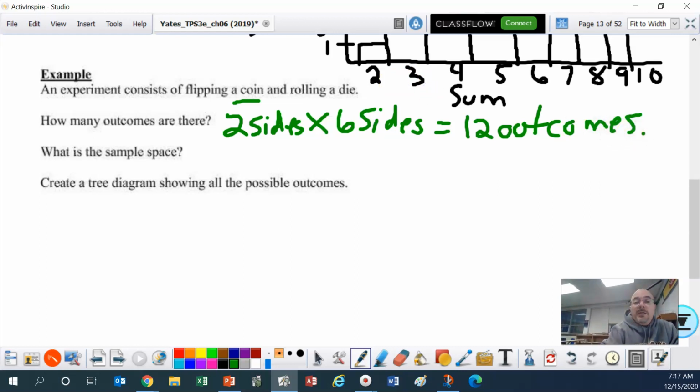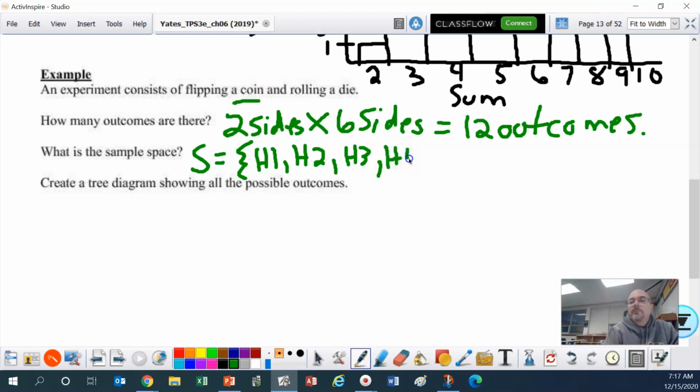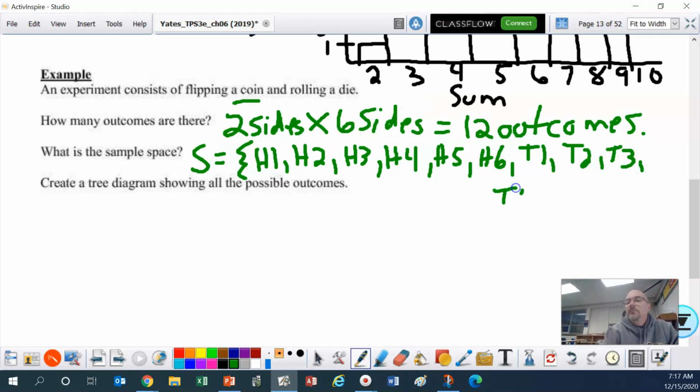Okay, what is the sample space? Well, the sample space would be heads, roll a 1, heads, roll a 2, and so on. And then tails. Okay, that is our sample space, all 12 of them.